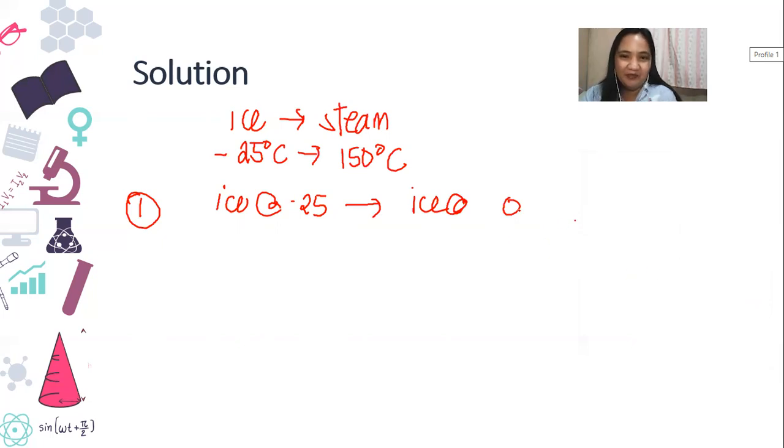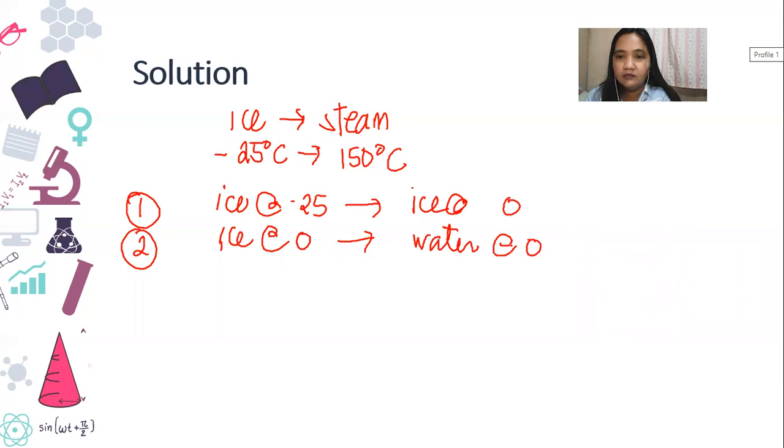Next step. Once it's still ice, this is what you call here, there's a change in temperature but not a change in phase because it's still ice. Okay, that's the first step. Second step, your ice at 0 becomes what? It becomes water, right? At 0.